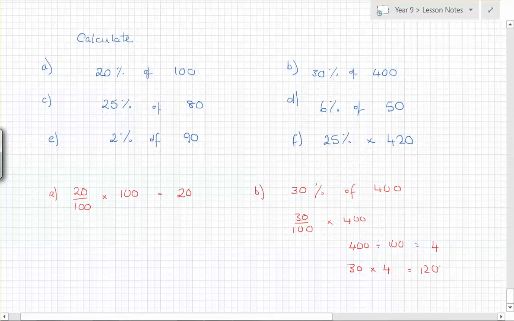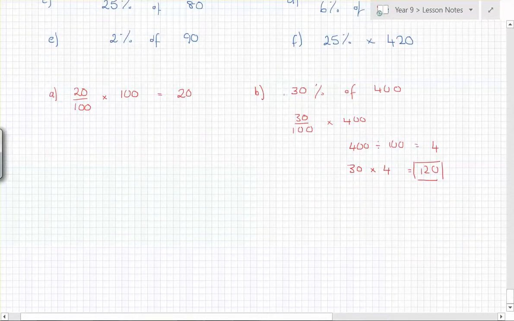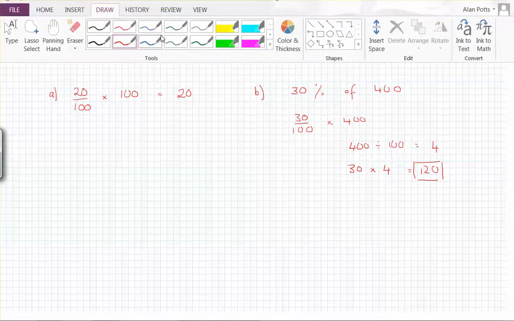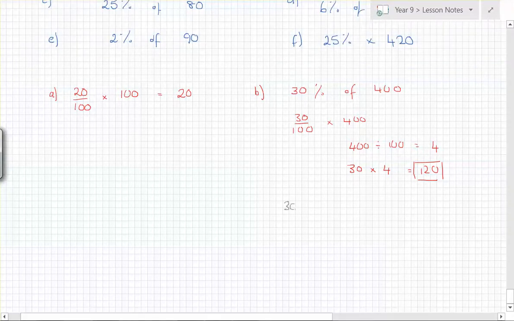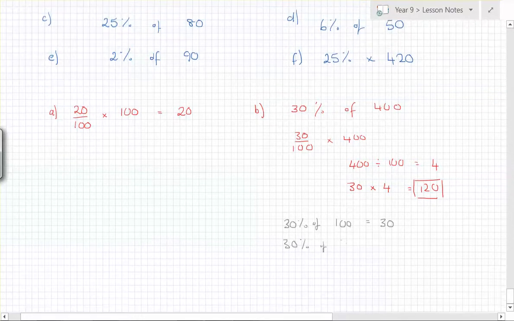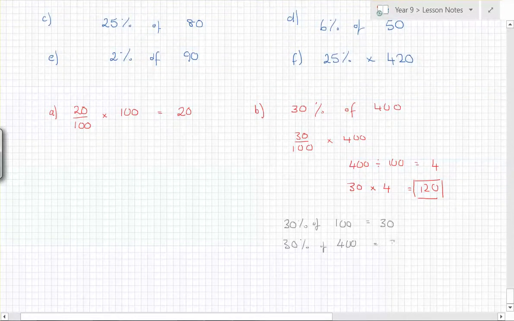Now that leads us to think, just to follow on, are you with me? 30% of 400, like we said before, 30% of 100 is easy, isn't it? What is it? 30. So 30% of 400 will be 30 times 4, which is 120. So there's another helpful way of doing it that's more simple.